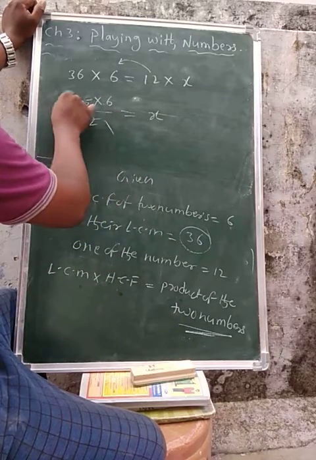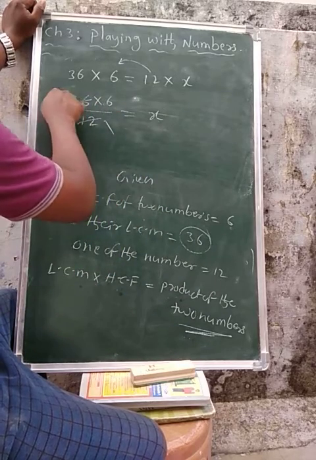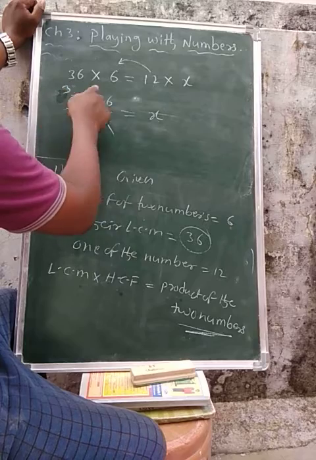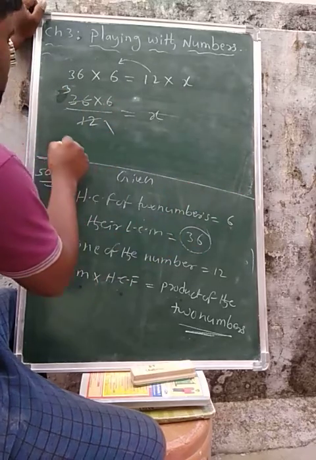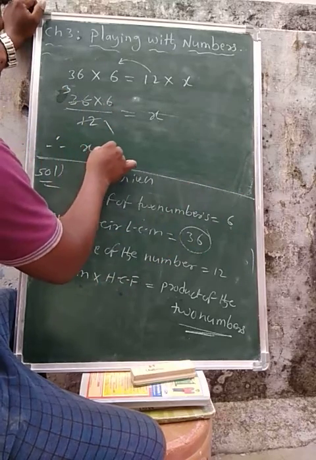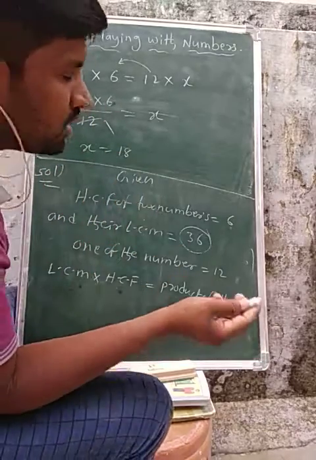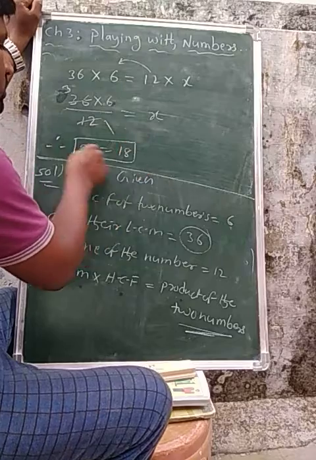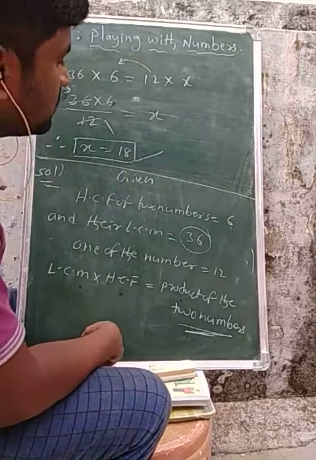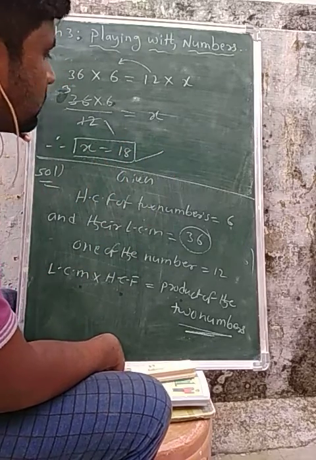12 1s are 12, 12 3s are 36. Okay. Now 3 into 6. Therefore, we get x is equal to 3 6s are 18. So what is the other number? The other number x is equal to 18. So this is the required solution for this question.